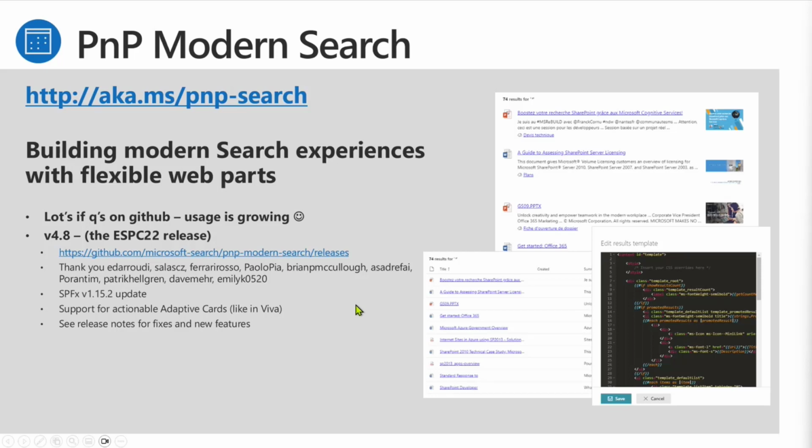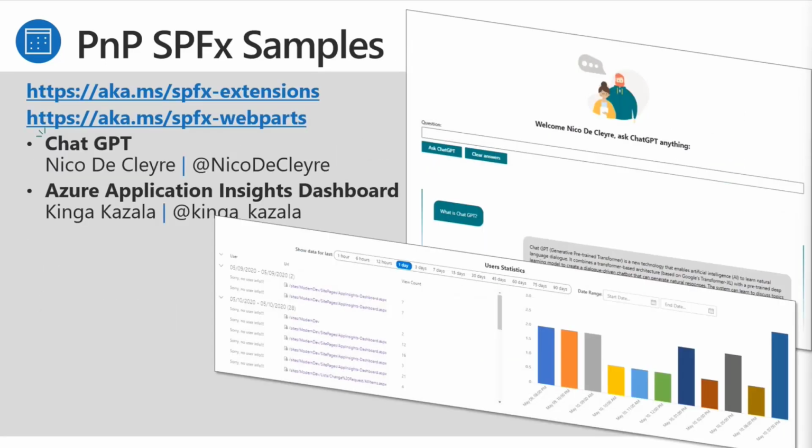You can get to it by following the URL here, but we'd like to thank all these contributors who have helped build this. This is our SPFx 1.15.2 update. We've added support for actionable adaptive cards like Viva, and we have lots of release notes with fixes and new features. And with that, let's talk about the SPFx samples.